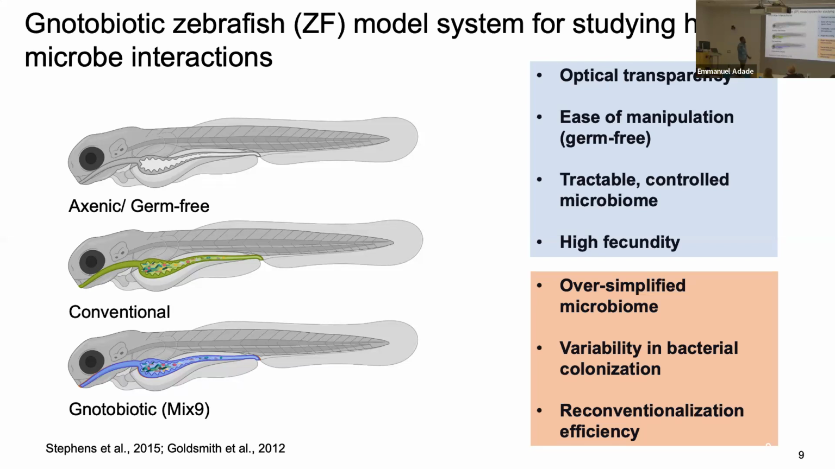A limitation of gnotobiotic models is that when we generate them, we in essence simplify the natural microbiome, right? The question is whether that oversimplification alters the function. Remember, I said we want to see if the structures are conserved. If they are conserved, might they have a role in performing the same function, even at reduced complexity? So we have to know that we have oversimplified the microbiome and think about whether that will alter the function we expect. There can also be variability in how these colonize the gut based on how you introduce the microbes. And how do you test your efficiency of reconventionalization, to see whether you successfully generated the models you idealized in your experimental setup?